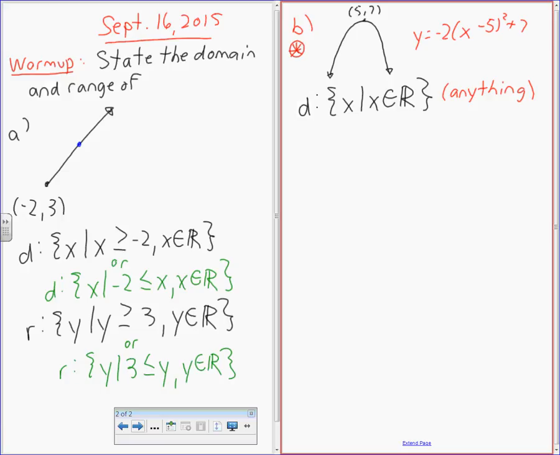Someone else that hasn't raised their hand yet, be brave, please. Alistair, give me the range, please. Y such that y is 7. Okay, close. You have to make sure you do less than or equal to, because the vertex is actually a point. Make sure that it has to be less than or equal to. The equal to has to be in there as well.